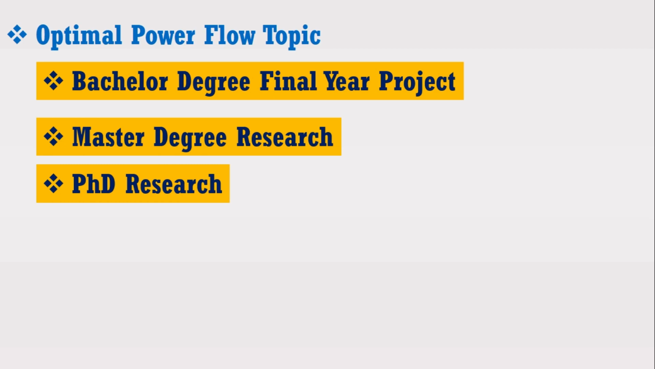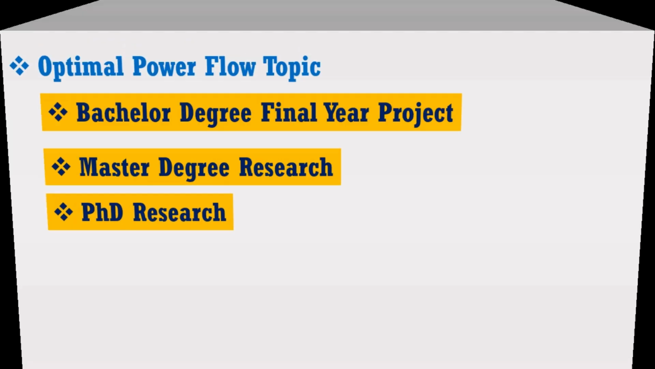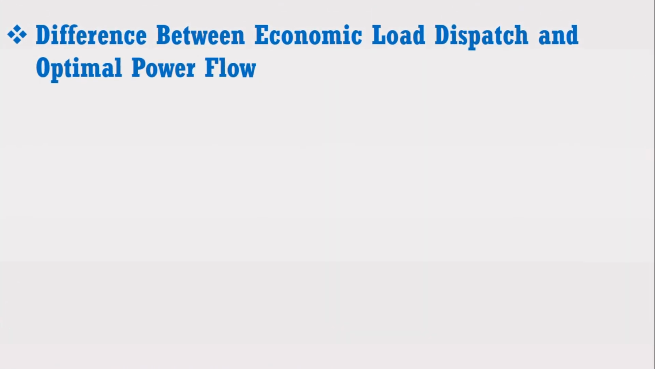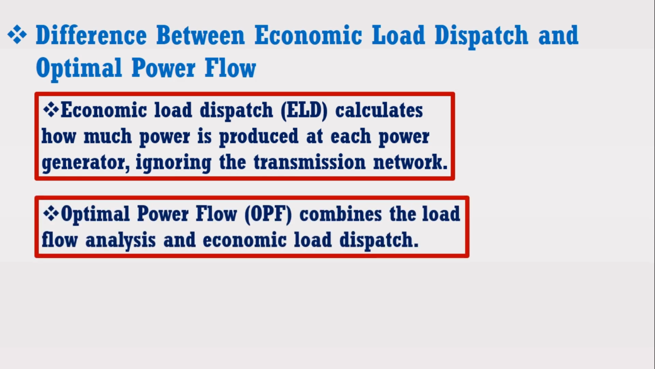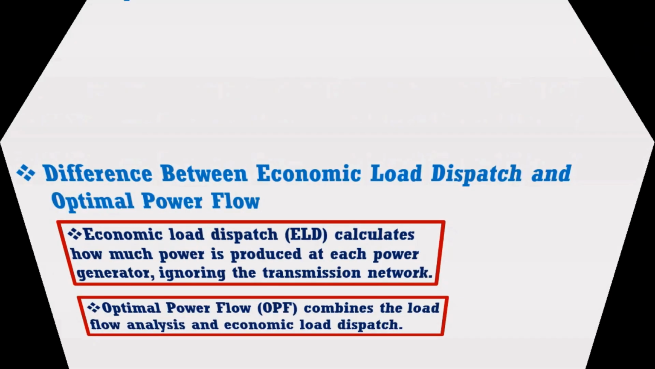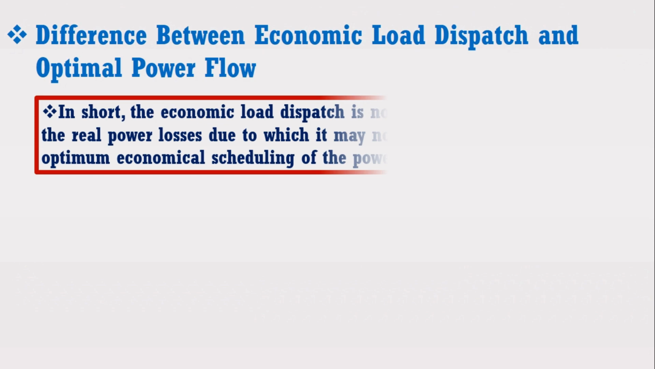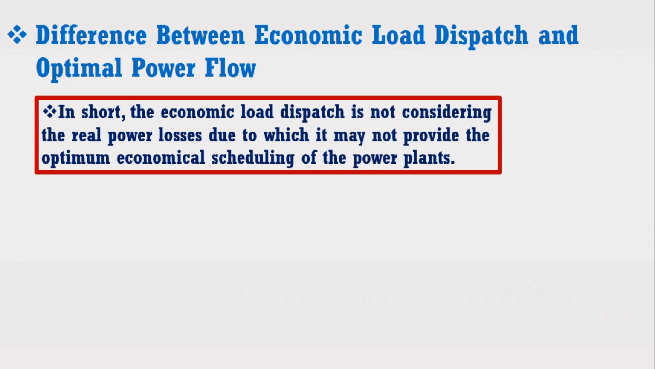At this stage, a question may arise: what is the difference between economic load dispatch and optimal power flow? Economic load dispatch calculates how much power is produced at each power generator ignoring the transmission network, whereas optimal power flow combines the load flow analysis and economic load dispatch. In short, economic load dispatch does not consider the real power losses, due to which it may not provide the optimum economical scheduling of the power plants.